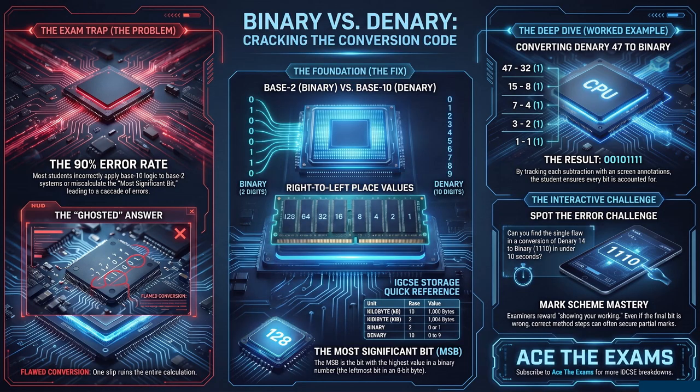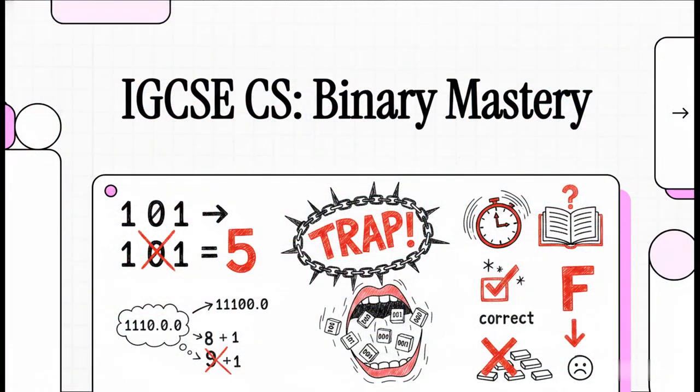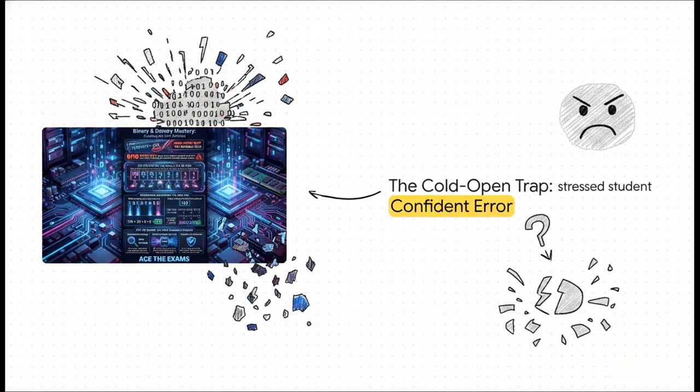Watch this. 9 out of 10 students, 90%, get binary and denary conversions wrong in exactly the same way. And the worst part? It quietly costs them their entire grade in the IGCSE exam. You think you know it, you write it down super fast, and boom, the marks are just gone. So we're going to expose this trap right now before you fall into it. Okay, let's dive into this.